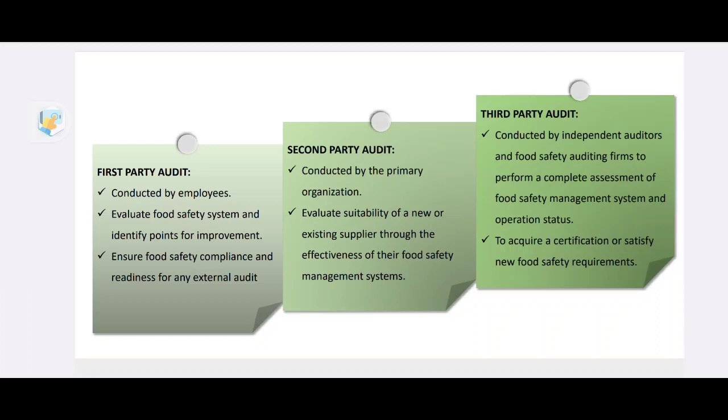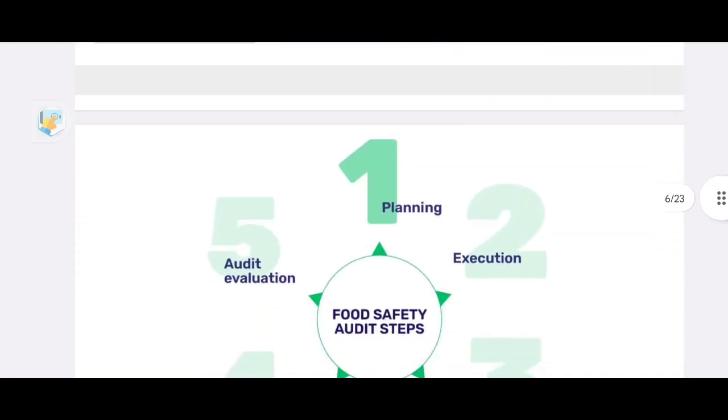Second party audit includes evaluation of the suitability of a new or existing supplier through the effectiveness of their food safety management systems. This is conducted by the primary organization. Third party audit is conducted by independent auditors and food safety auditing firms to perform a complete assessment of food safety management system and operation status. This is to acquire a certification or satisfy new food safety requirements.